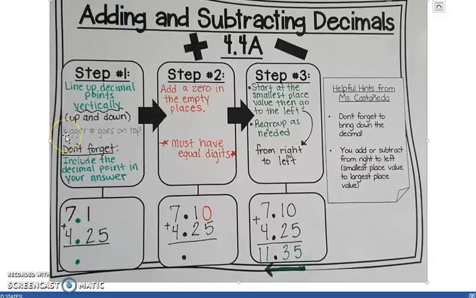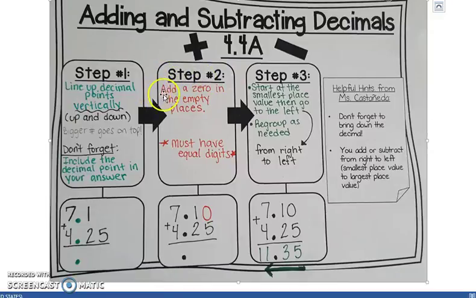Now, when you are subtracting, it always helps to keep in mind that the bigger number goes on top when you're subtracting decimals in 4th grade. And don't forget, it's really important that you include the decimal points in your answer. Just like in this example right here, this person included their decimal points in the answer. And that's exactly what you're supposed to do. After you've lined up your decimal points vertically, up and down, you can go on to step number 2.